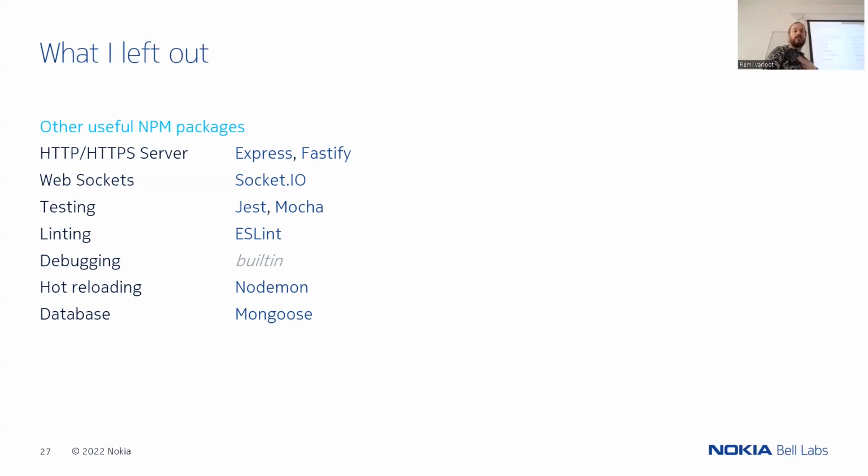Testing, linting, if you need those. Debugging, a debugging system for JavaScript built into Node.js. Sorry, and hot reloading. If you're doing Node.js and you want to restart your server every time a file changes, there's a package that does that, which is really convenient when you're developing. And then there's databases. There's a bunch of classical stuff. The most common database used for Node.js is MongoDB, and it has a great library to work with that.